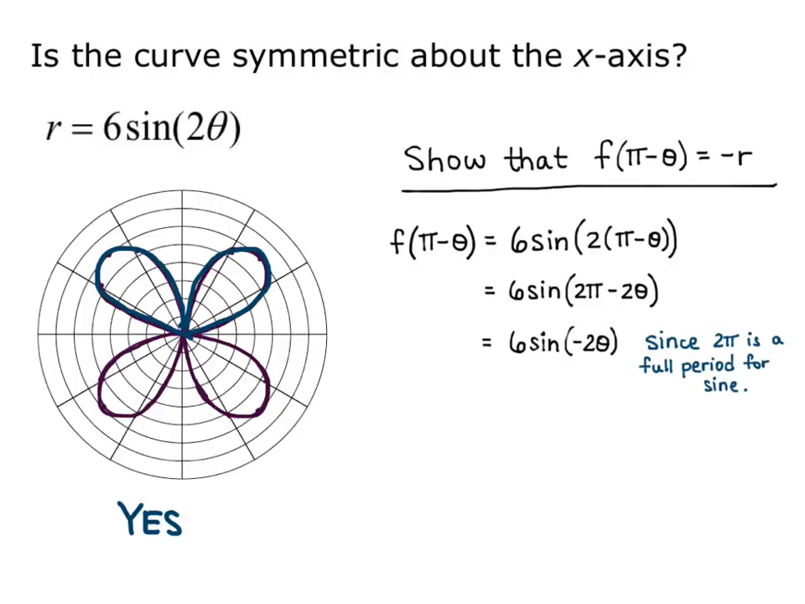Now I can get rid of the 2 pi, so this is equal to 6 sine of negative 2 theta, and the reason for that is because 2 pi is a full period for sine. So sine of 2 pi minus 2 theta is equivalent to sine of negative 2 theta. And sine is an odd function, so I can pull the negative out front. So this is equal to negative 6 sine of 2 theta, since sine is an odd function. And notice that's just negative r, which is what I was trying to prove. So we've algebraically proved that r equals 6 sine of 2 theta is symmetric about the x-axis.